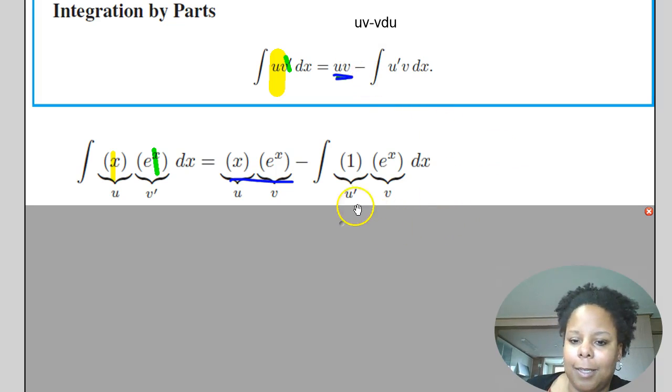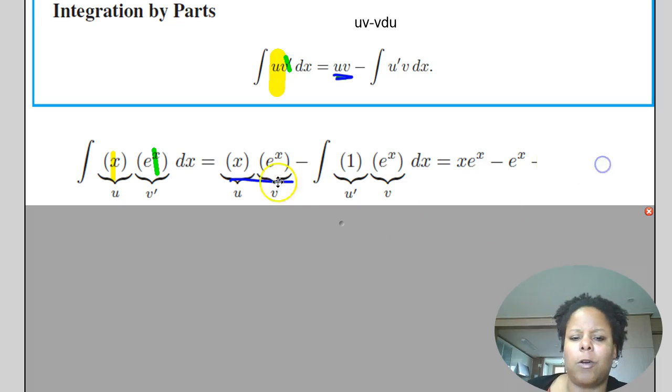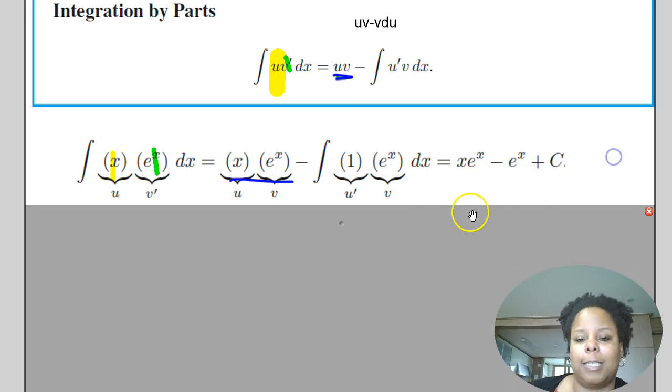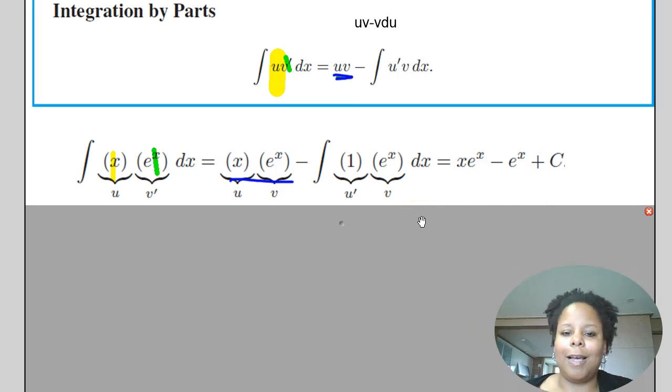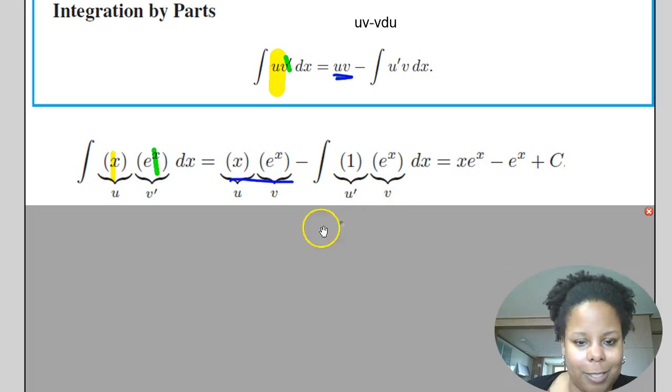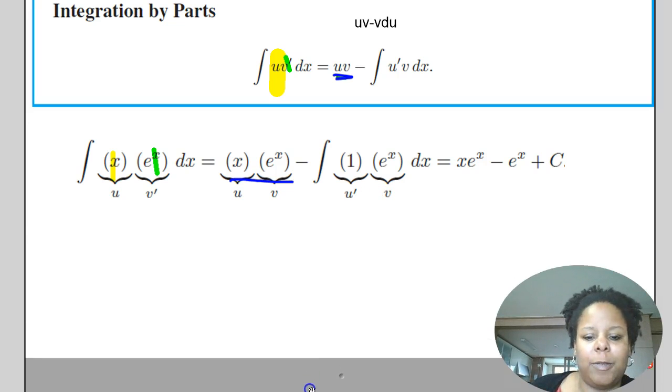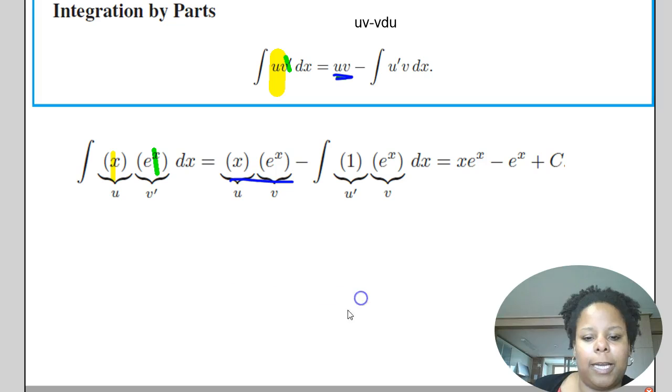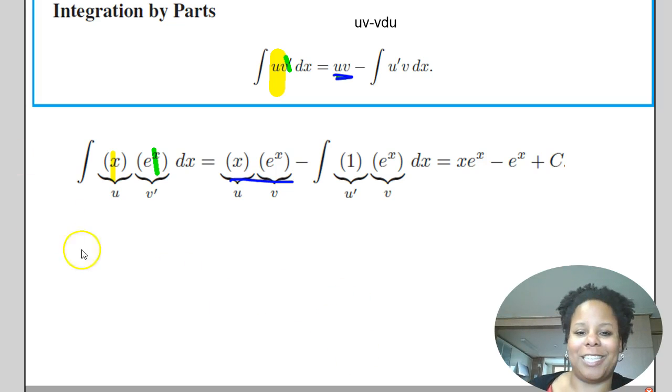but wait. We end up with the integral of e to the x dx, which we know to be just e to the x. So I can simplify this by saying x times e to the x minus e to the x plus c is my answer. Voila, integration by parts. Now, I know some of you are saying, oh, but it's going to get more difficult than that. You're absolutely right. It will, but that's just the basis.